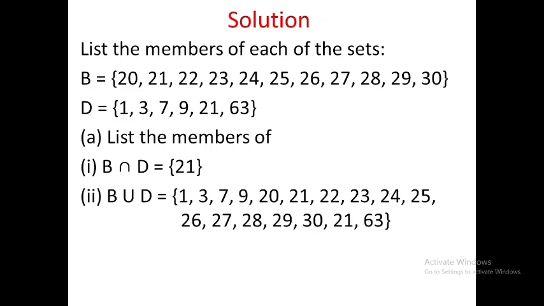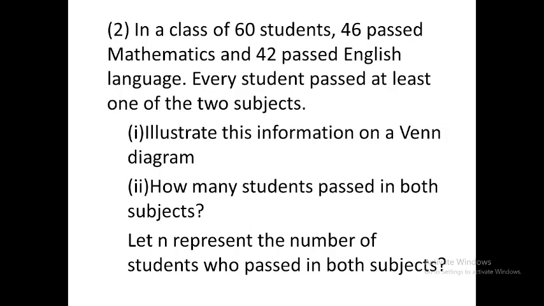Let's get to question number 2. Question 2 says that in a class of 60 students, 46 passed mathematics and 49 passed English language. Every student passed at least one of the two subjects. We are to illustrate this information on a Venn diagram.